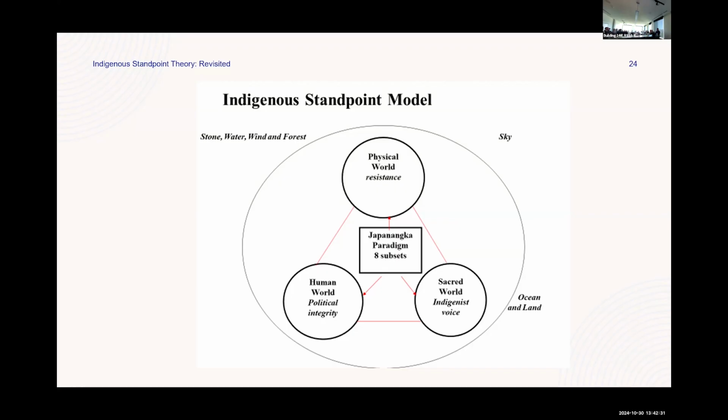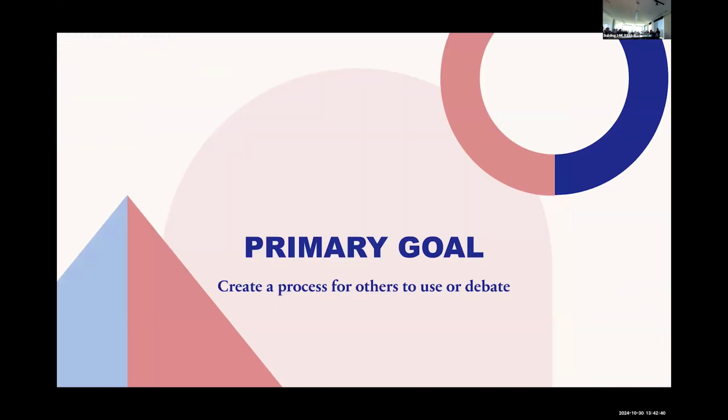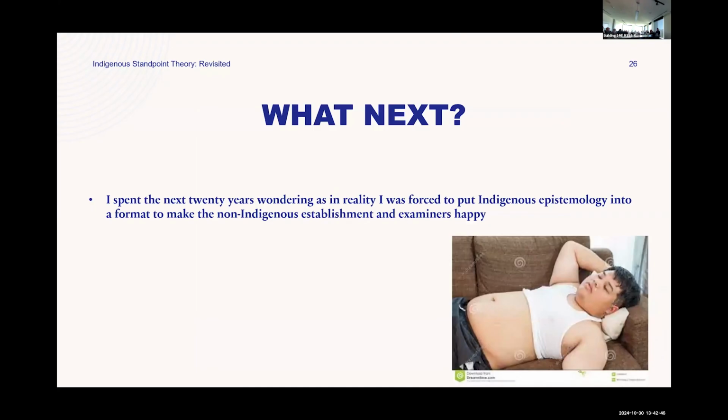And my dream was this could be applied to other people, to other Indigenous scholars. It wasn't meant, and this was just phase one of many phases. I wanted more people to debate it and develop it, and Mark's about the only one that really took it on. So what next? I spent the next 20 years getting fat and lazy because I was really keen to get people to follow it and go through. And I just laid back thinking someone would do.